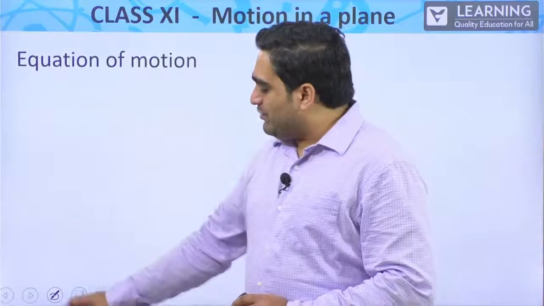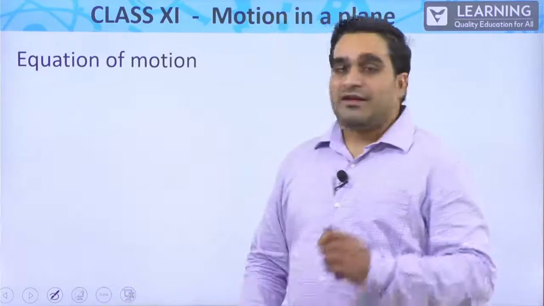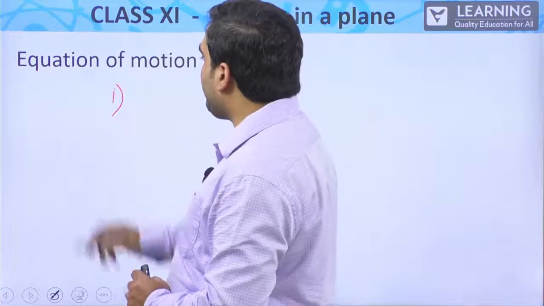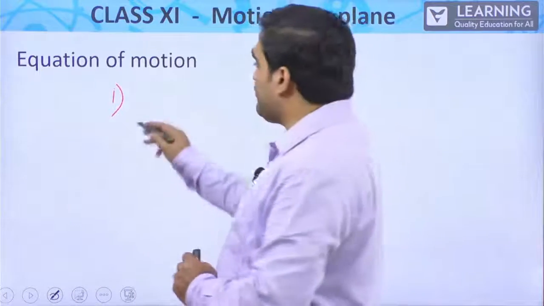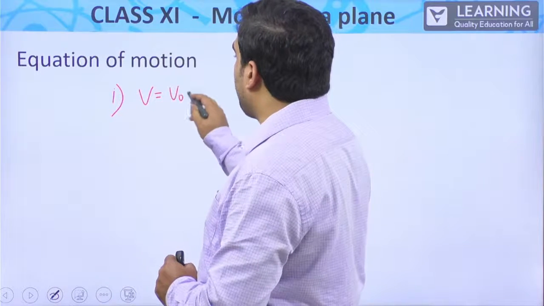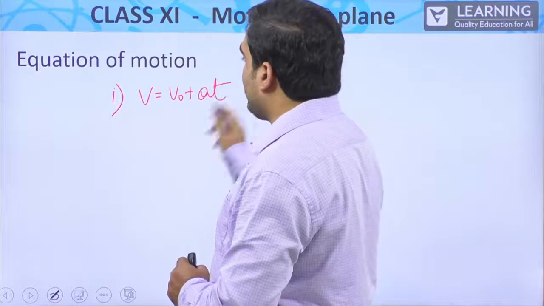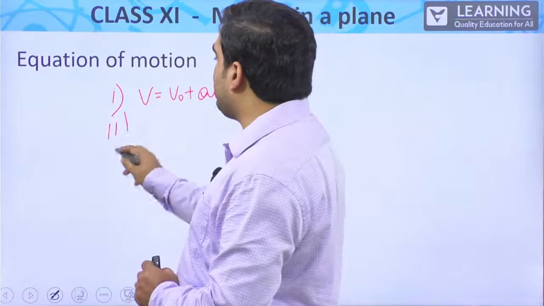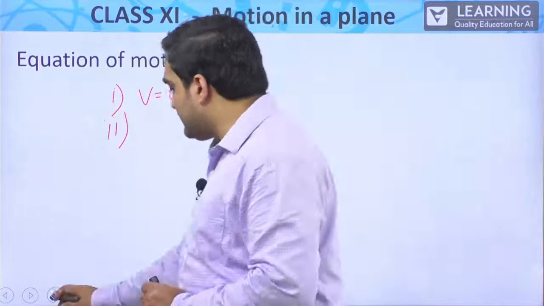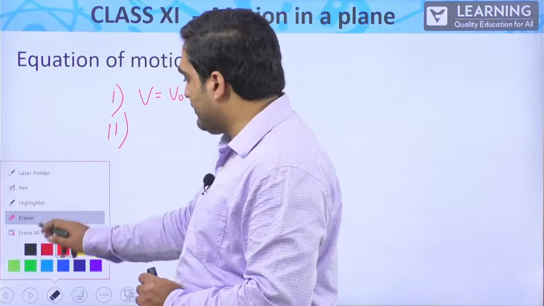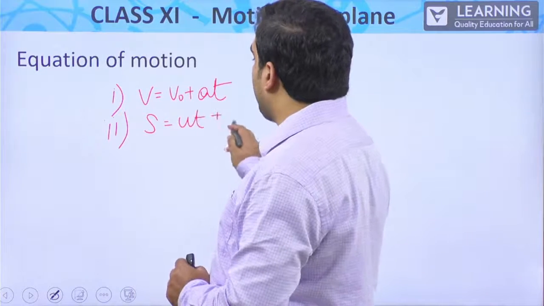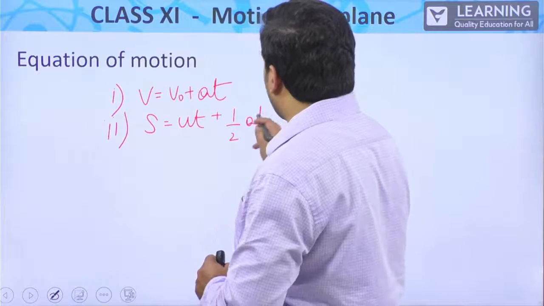So let's make note of those 3 equations of motion. One, we learned that the equation of motion is expressed as v equals v naught plus at. Second equation of motion, that is s equals ut plus half at square.